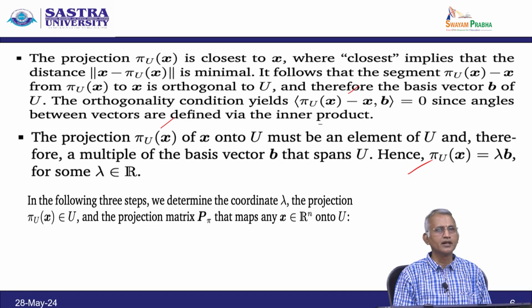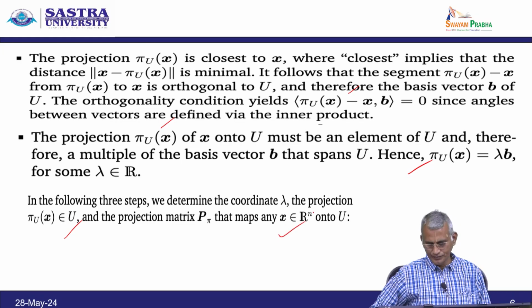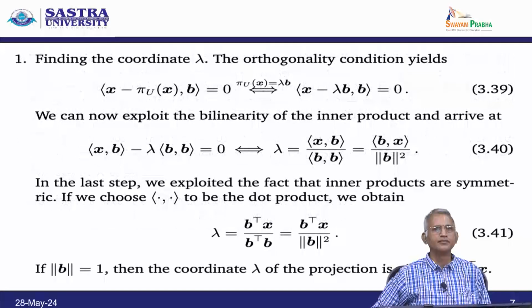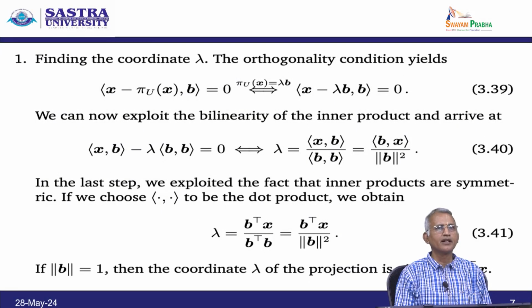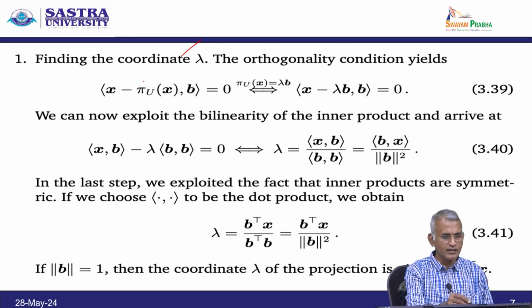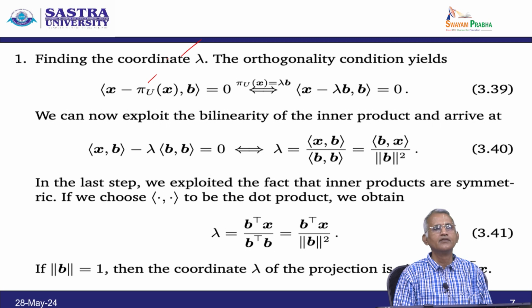So in the following three steps we determine the coordinate lambda, the projection pi u of x that belongs to U, and the projection matrix P pi that maps any x in R power n onto U. Number 1, finding the coordinate lambda. The orthogonality condition yields the inner product of x minus pi u of x comma b, which is equal to 0 if and only if, with pi u of x equal to lambda b, the inner product of x minus lambda b comma b is equal to 0.